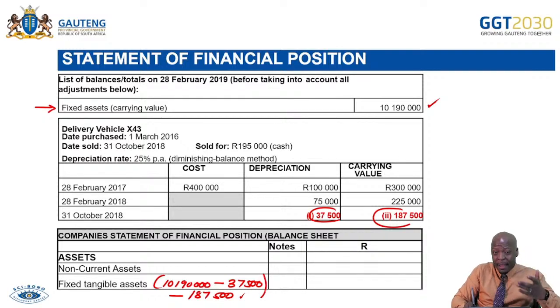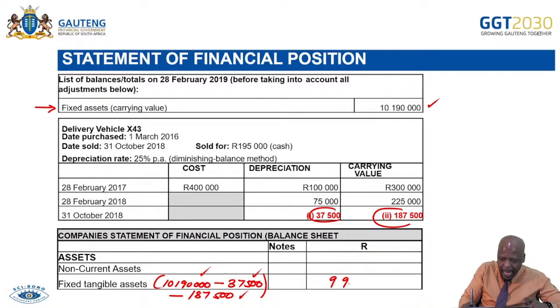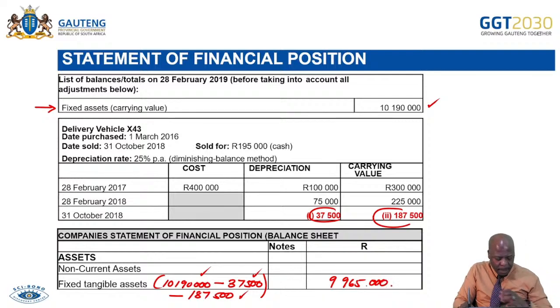Then I'm going to close this bracket. Remember, we are going to prepare the statement of financial position. I need to see calculators. Let's punch in 10,190,000 minus 37,500 minus 187,500. How much do we get? We end up with 9,965,000. Thank you so much. I really appreciate those that are punching in the figures. We end up with 9,965,000. Okay, can I move on? Okay, let's go on to the next one.